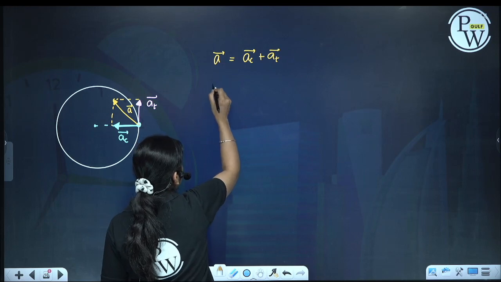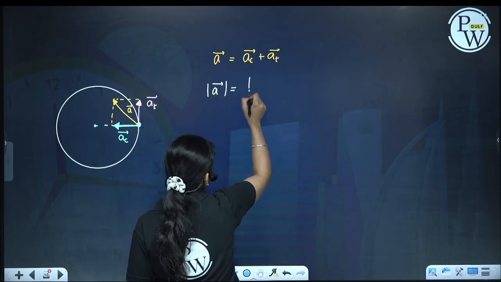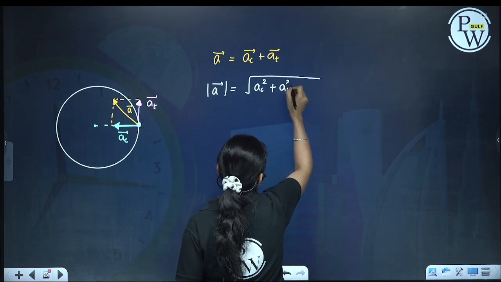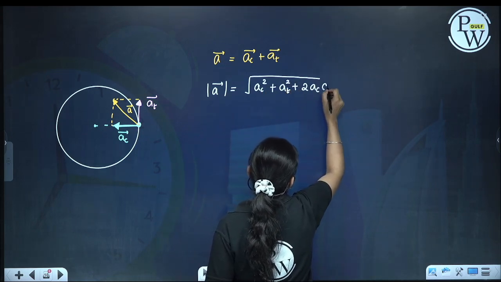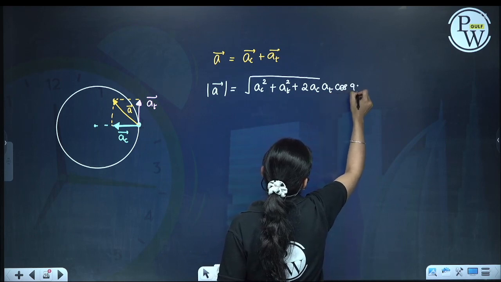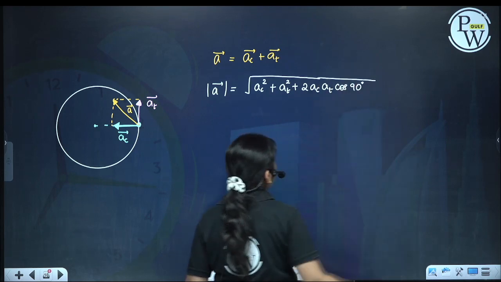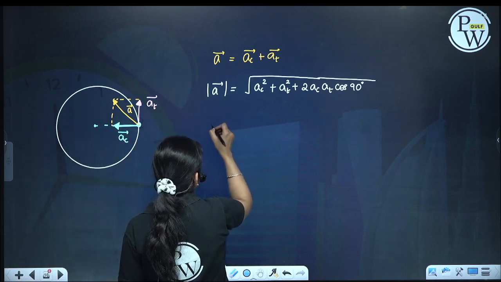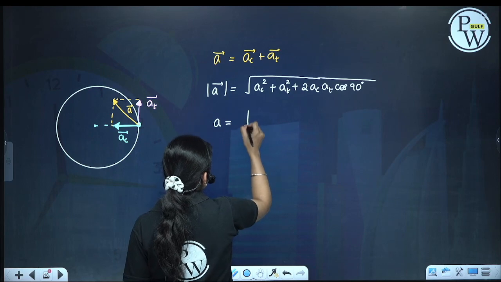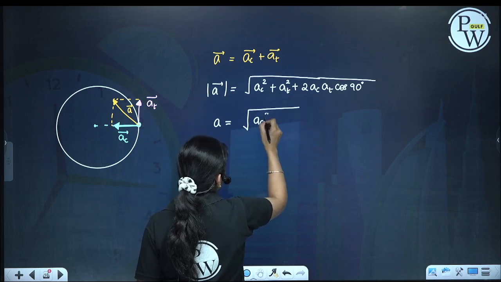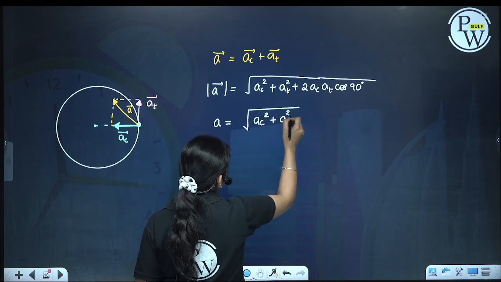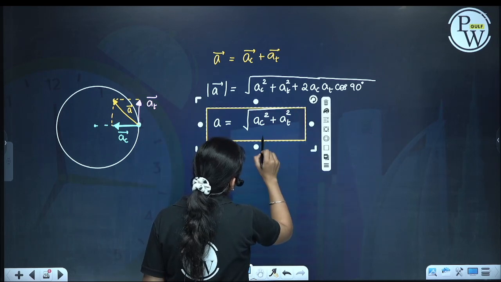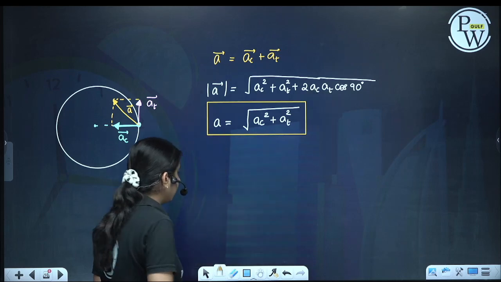So what will be the magnitude of total acceleration? It will be under the root of AC square plus AT square plus 2 AC AT cos 90 degrees. The angle between them is 90 degrees, one is along the tangent, one is towards the center. So total acceleration is equal to under the root of AC square plus AT square.